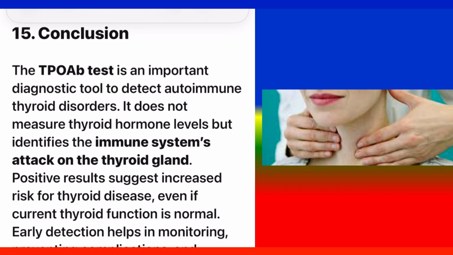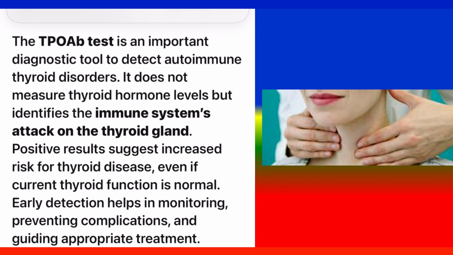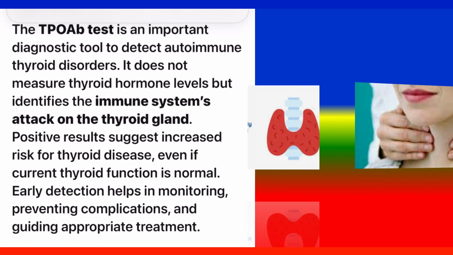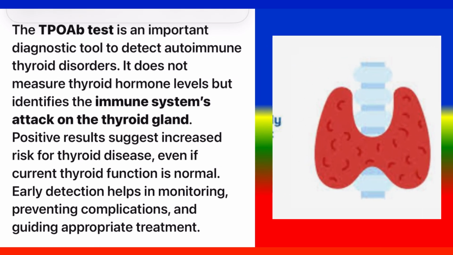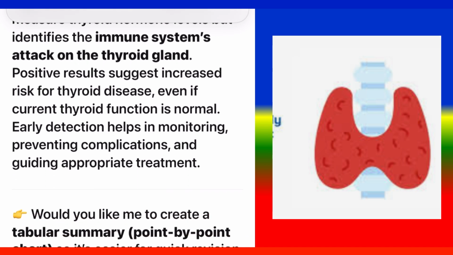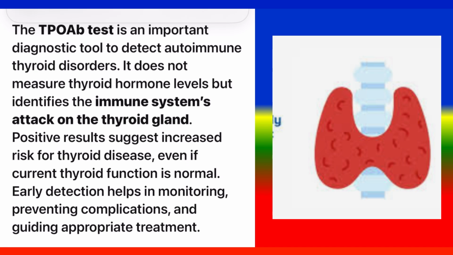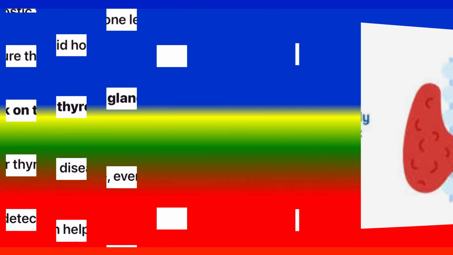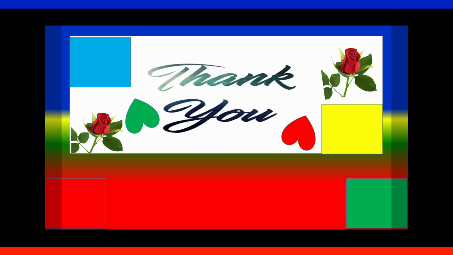Number 15. Conclusion. The TPOAb test is an important diagnostic tool to detect autoimmune thyroid disorders. It does not measure thyroid hormone levels, but identifies the immune system's attack on the thyroid gland. Positive results suggest increased risk for thyroid disease, even if current thyroid function is normal. Early detection helps in monitoring, preventing complications, and guiding appropriate treatment.